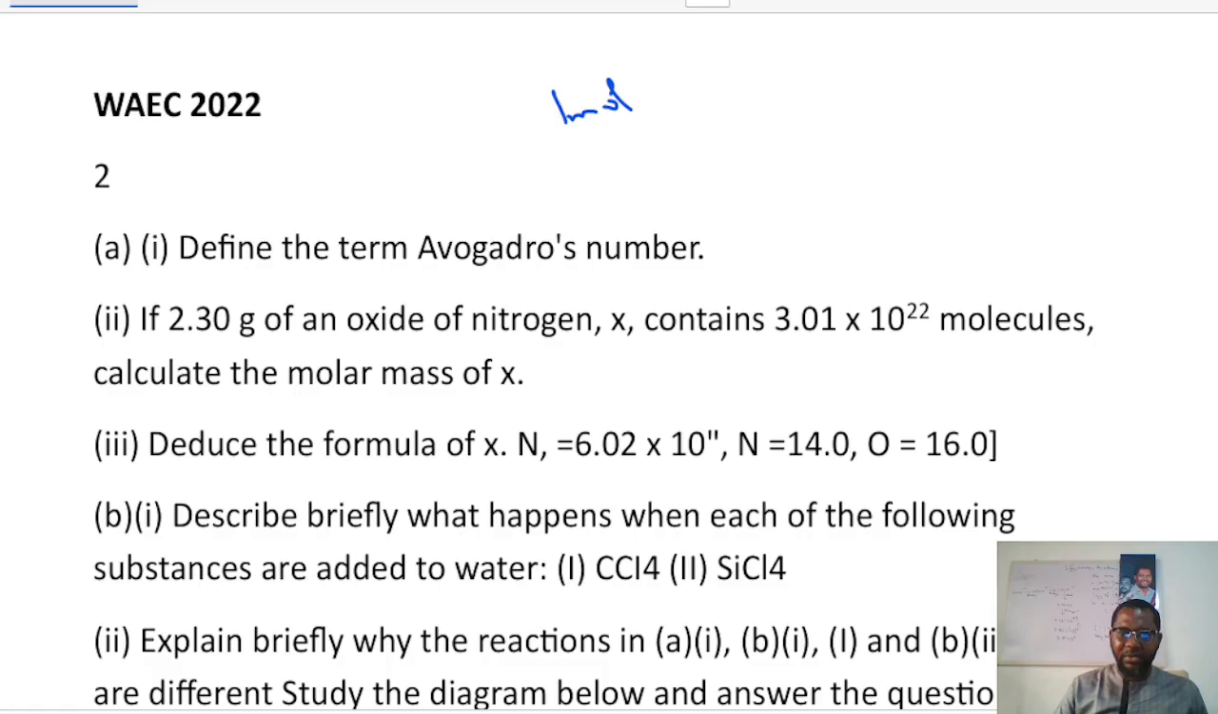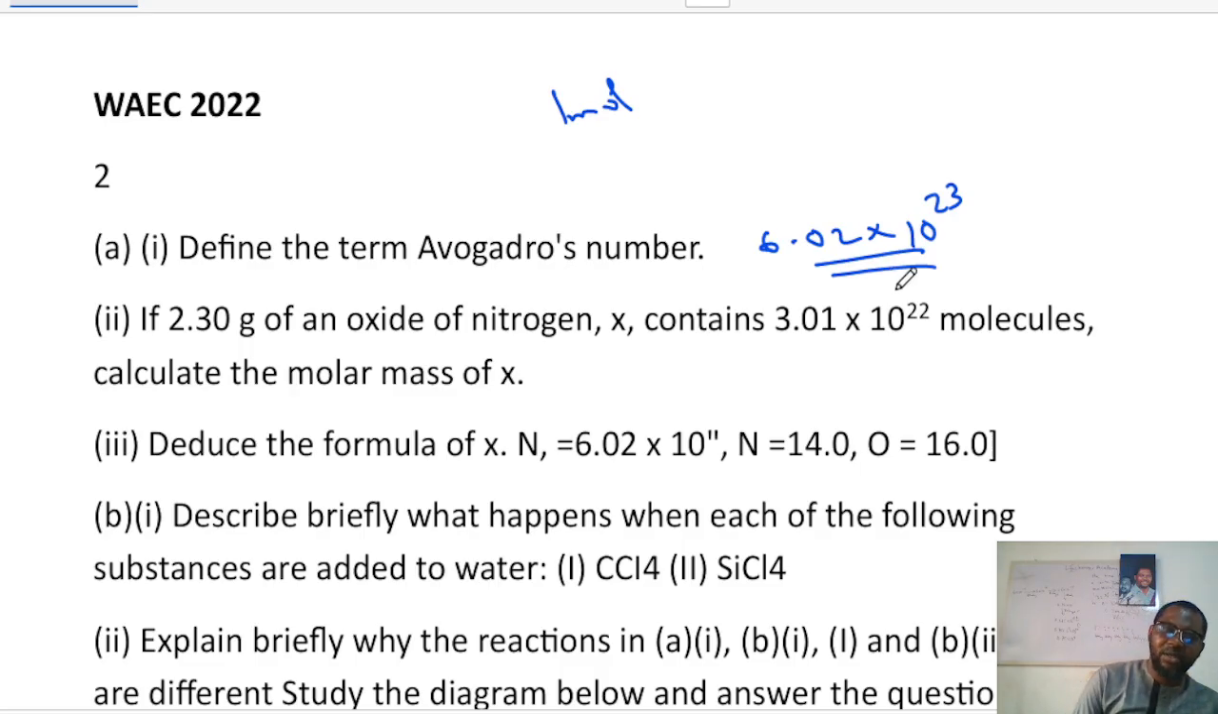You can also write the number. It is 6.02 times 10 raised to the power 23 of that substance. That means 1 mole of a substance, whether ions, molecules or atoms, would contain 6.02 times 10 raised to the power 23 of that substance.